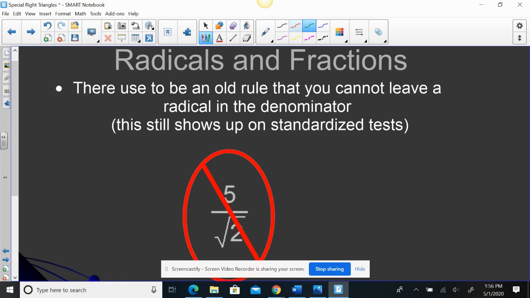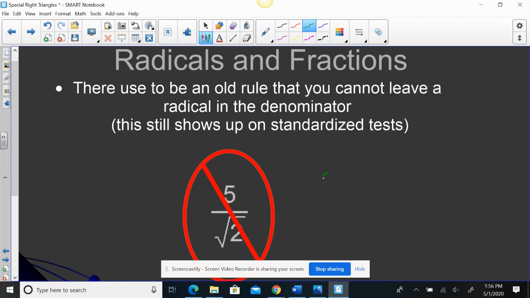Back in the day when I was in high school, there used to be a rule that you could not leave a radical in the denominator. This rule no longer exists. However, on some standardized tests and even some online practice, your answer might not be there because they might have rationalized the denominator. So I'm going to show you what that means.